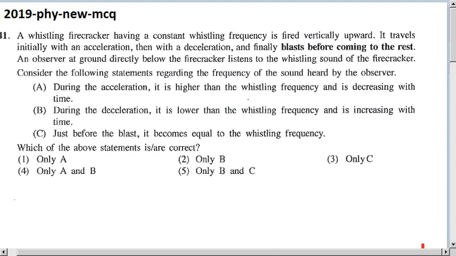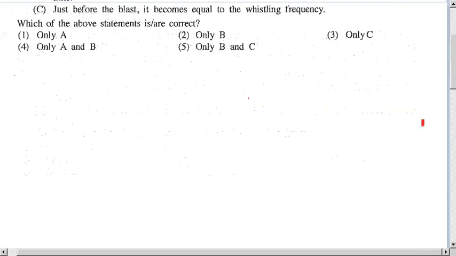So now let's come to our question. The whistling frequency of the sound of the cracker heard by the observer, I call that the apparent frequency. I use the words real frequency for the whistling frequency. Otherwise I can use both, for your convenience.